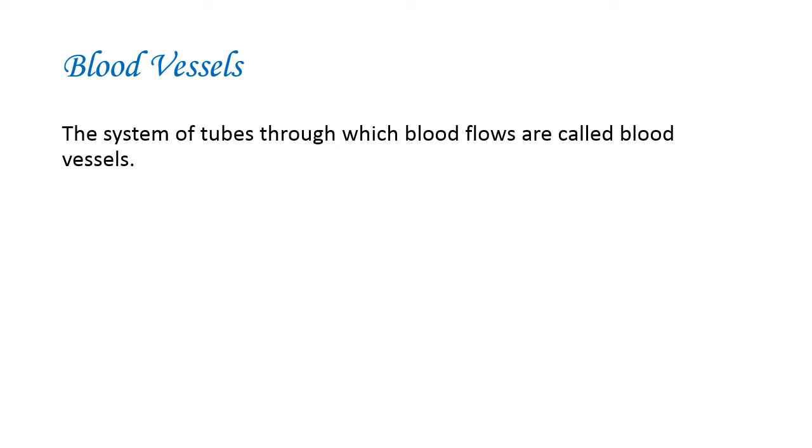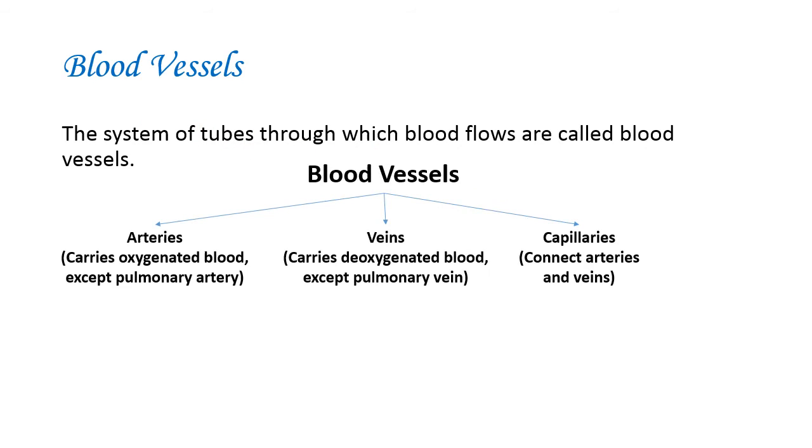Now, what actually are blood vessels? The system of tubes through which blood flows are called blood vessels. These are fine tubes through which blood flows. Blood vessels are of three kinds: arteries, veins, and capillaries.